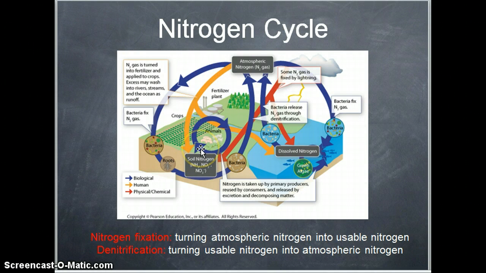Animals can then use this nitrogen, and they get rid of the nitrogen in two different ways. Their waste contains nitrogen, and also when they die, the process of decomposition releases nitrogen. A different type of bacteria also lives in the soil. They're able to convert nitrogen plants and animals use back into nitrogen found in the atmosphere. This process is called denitrification.